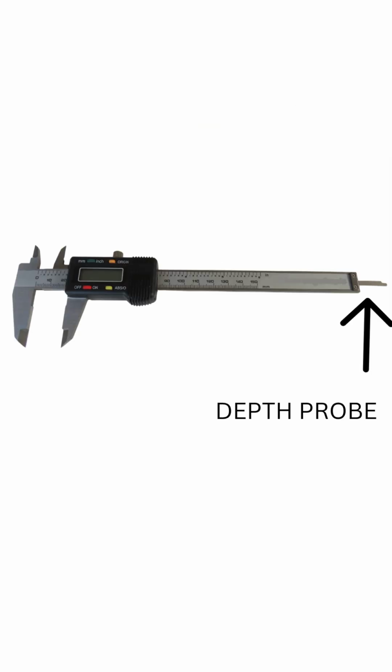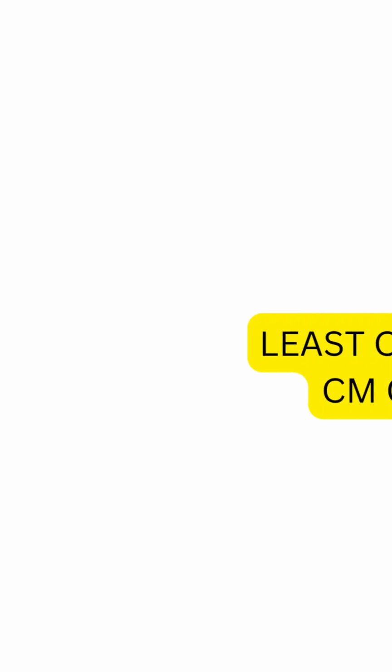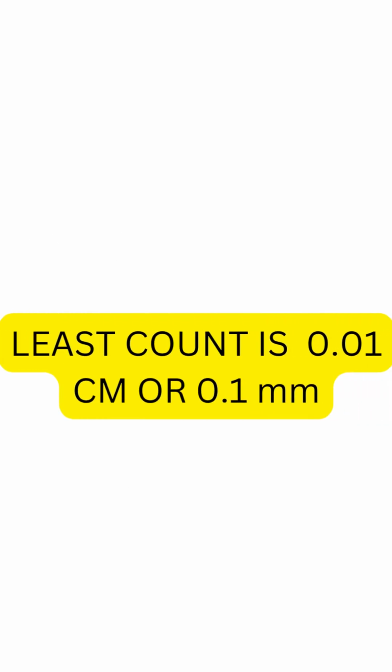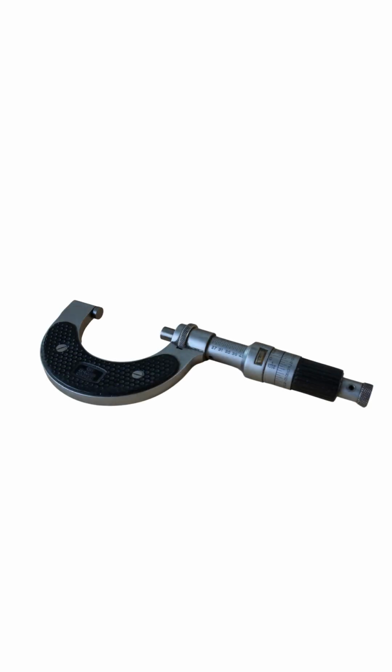They also measure depths using a small depth probe. The vernier caliper has two scales, main scale and vernier scale, that together give very precise readings. The accuracy is 0.01 centimeter or 0.1 millimeter. If you want to measure the diameter of a small glass marble, a vernier caliper gives a much more accurate result than a ruler.